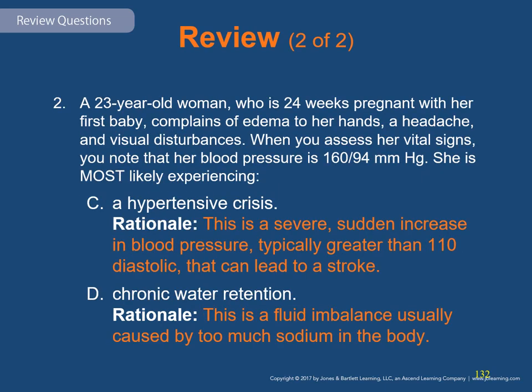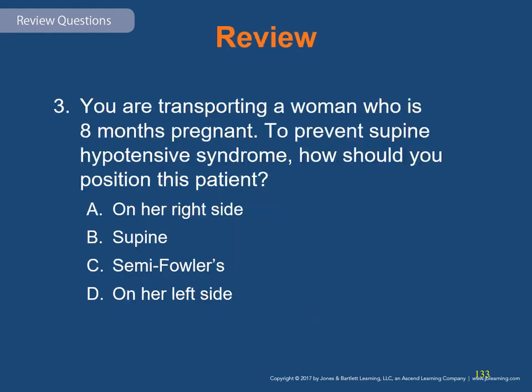C. This is a severe sudden increase in blood pressure, typically greater than 110 diastolic, that can lead to a stroke. Answer D. This is a fluid imbalance usually caused by too much sodium in the body.